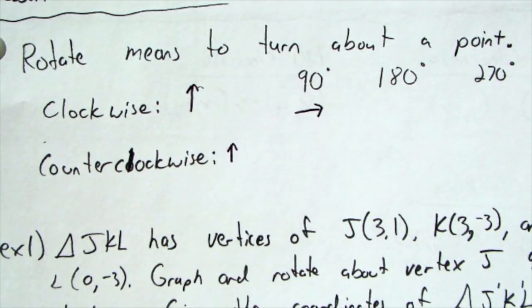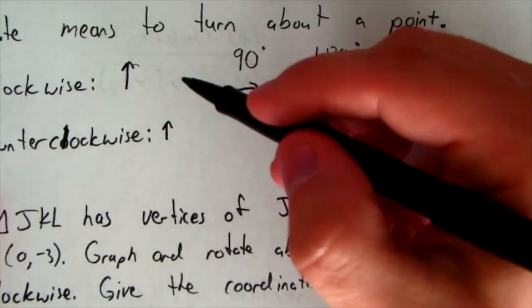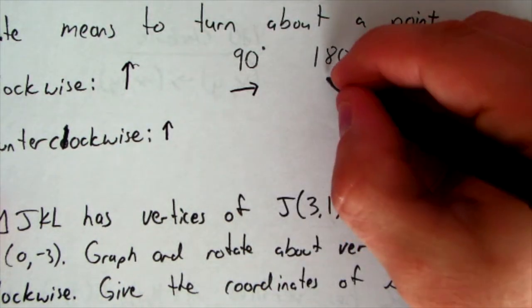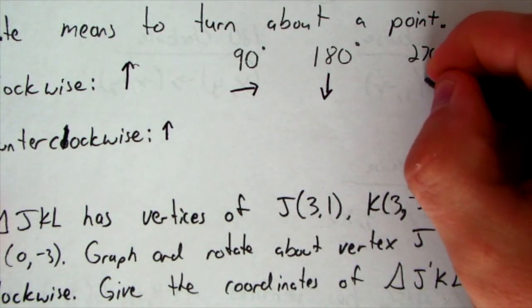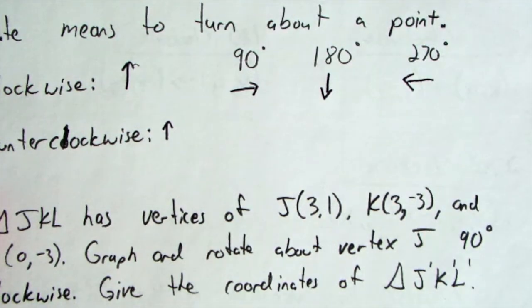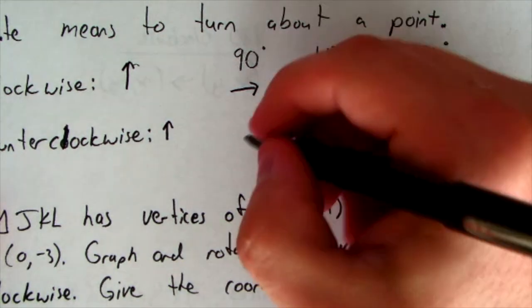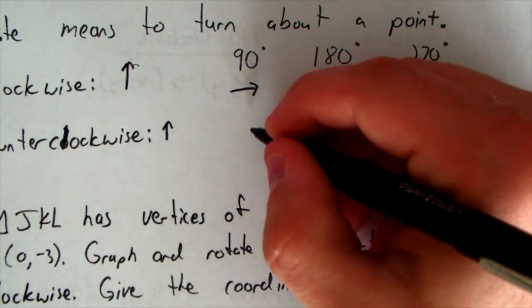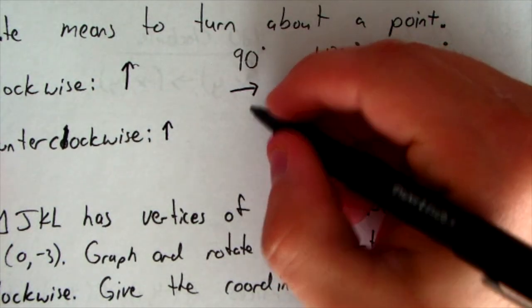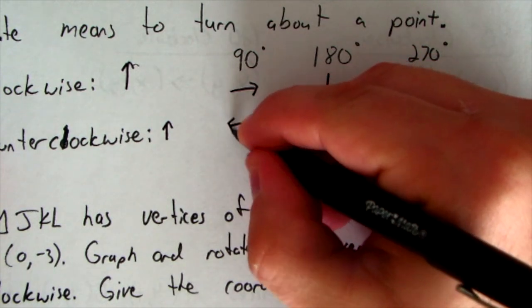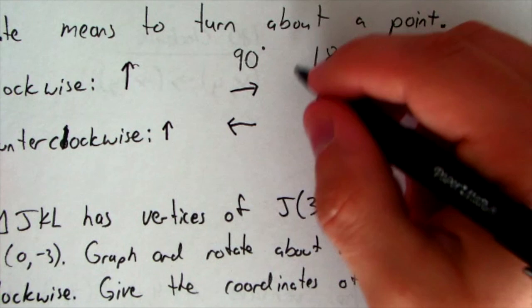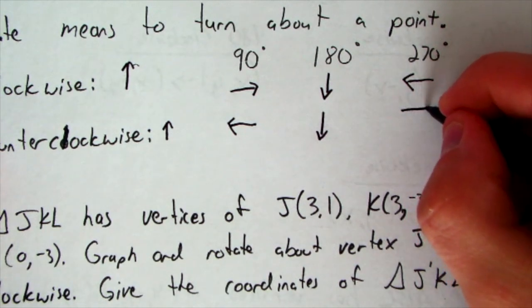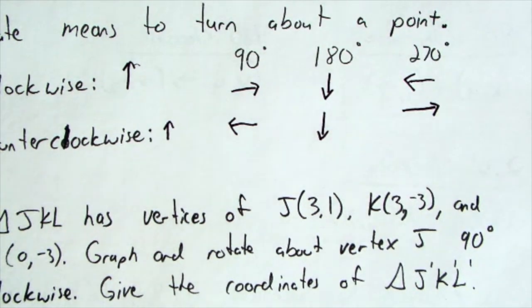If I have a 180-degree rotation, it's going to be going in this direction, and it's going to be pointing down. And then a 270-degree rotation is going to be pointing to the left. Now with counterclockwise, we're going in the opposite direction, so each of these arrows is going to be pointing in the opposite direction. So instead of pointing to the right, a 90-degree counterclockwise means my arrow is pointing to the left. Now, 180 degrees still means that I'm pointing down. And a 270 means I'm going to be pointing in this direction here. This will make a little bit more sense once we start actually graphing some of these.